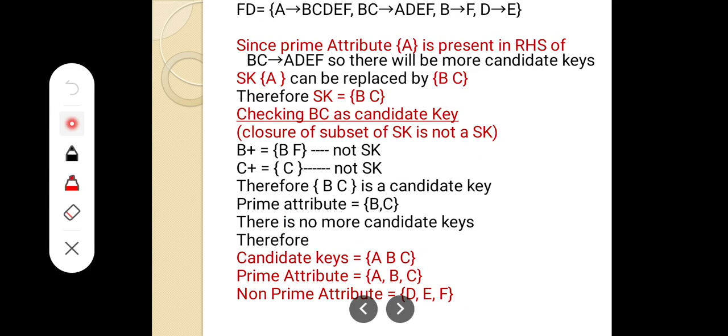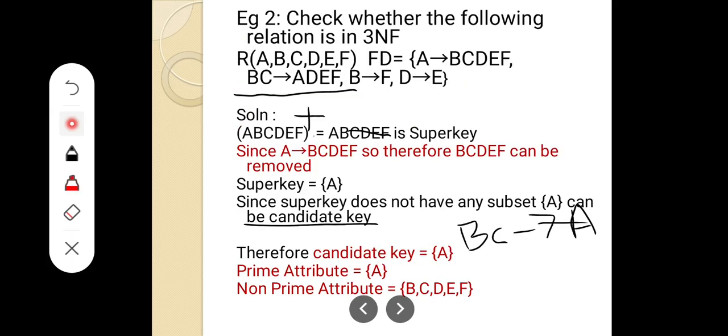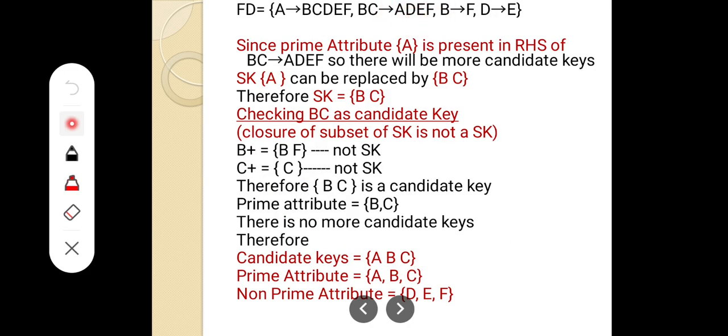Since the prime attribute A is present in the RHS of BC determines A, D, E, F, there will be one more candidate key. So the super key A can be replaced with BC. So the new super key is BC.